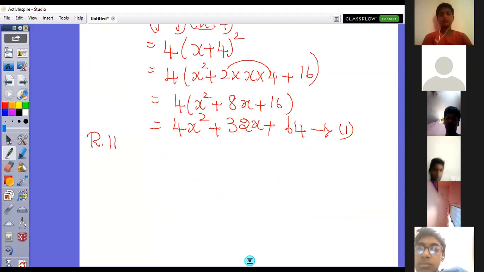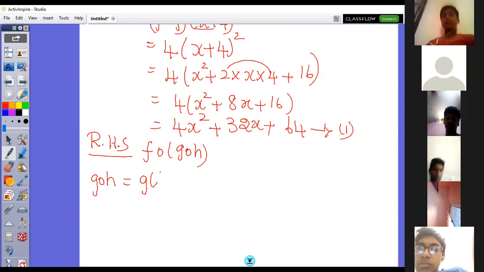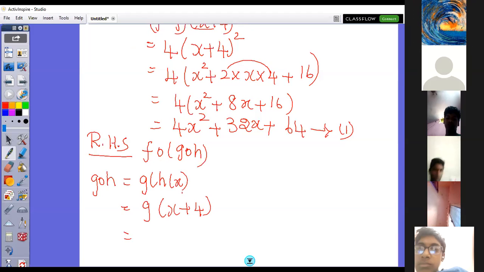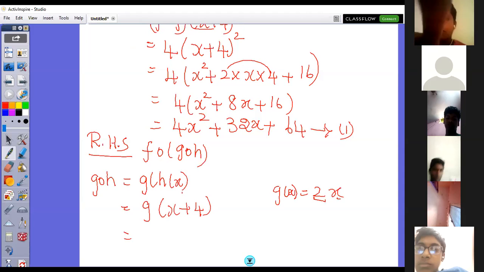Next, to find RHS: F composite of G composite of H. First write G composite of H equal to G of H of X. H of X is X plus 4. This is G of X. G of X value is 2x. So let us write 2 times X value, what? X plus 4.